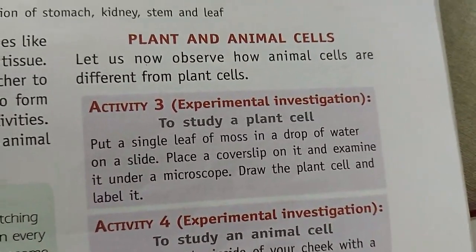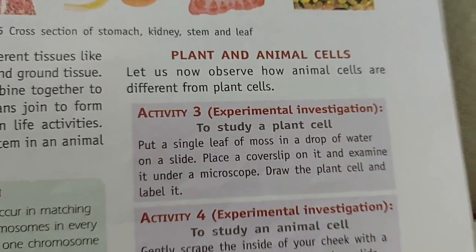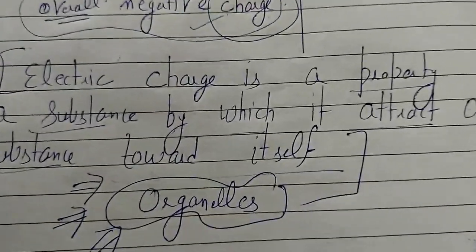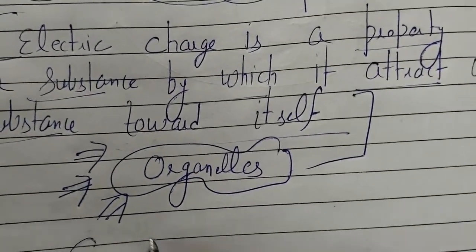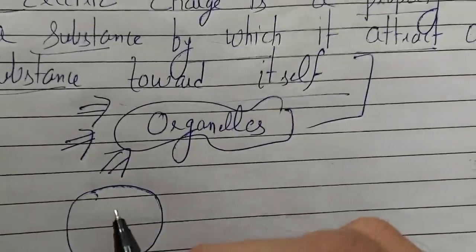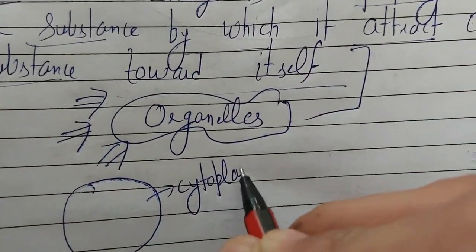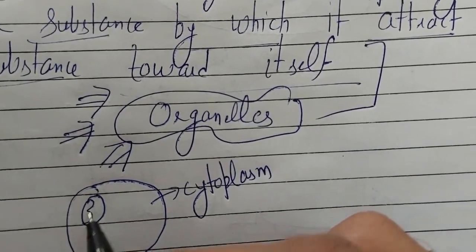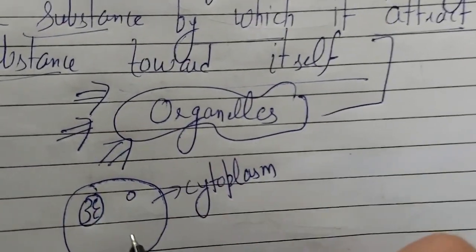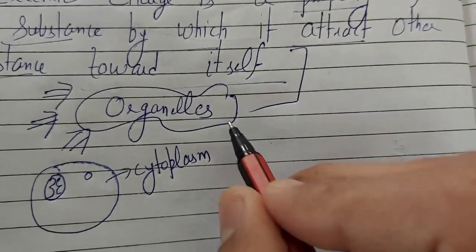Plant and animal cells. Let us now observe how animal cells are different from plant cells. There are small structures that are scattered in the cytoplasm. We know that this is the cytoplasm of a cell, and there are very small structures scattered in the cytoplasm like this, and these small structures are known as the organelles.